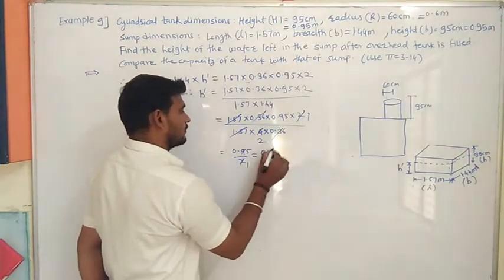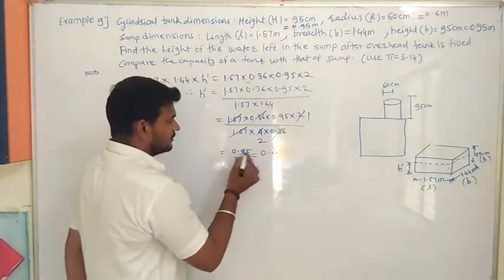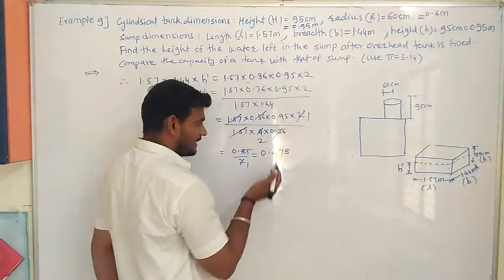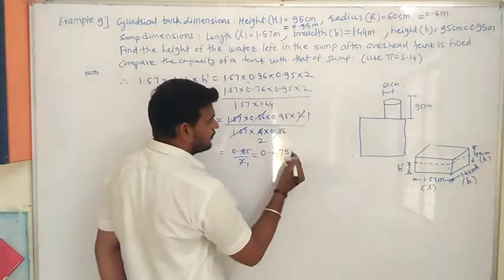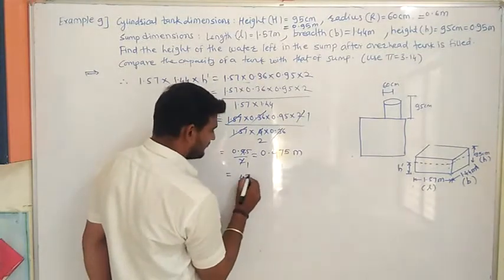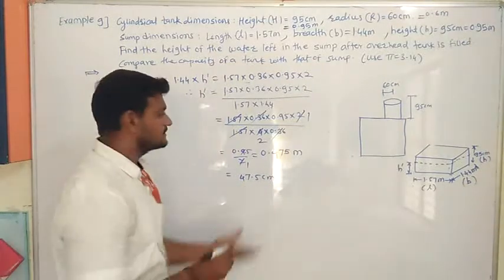2 ones are 2, 2 fours are 8, 1 will remain. Then 2 sevens are 14, again 1 will remain, 2 fives are 10. We got 0.475 meter, which is also equal to 47.5 centimeter.